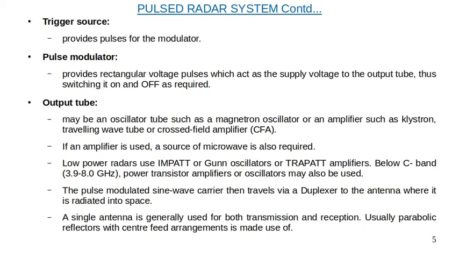Then if an amplifier is used, a source of microwave is also required. Low power radars use IMPATT or Gunn oscillators or TRAPATT amplifiers. Below C-band, power transistor amplifiers or oscillators may also be used. The pulse modulated sine wave carrier then travels via a duplexer to the antenna, where it is radiated into space. A single antenna is generally used for both transmission and reception. Usually, parabolic reflectors with center feed arrangement are made use of.